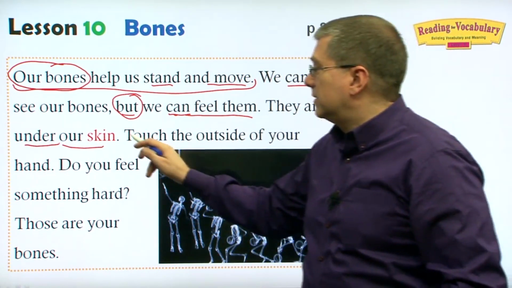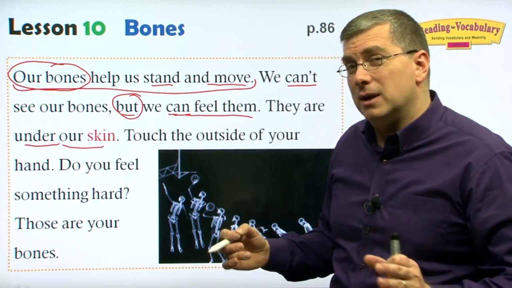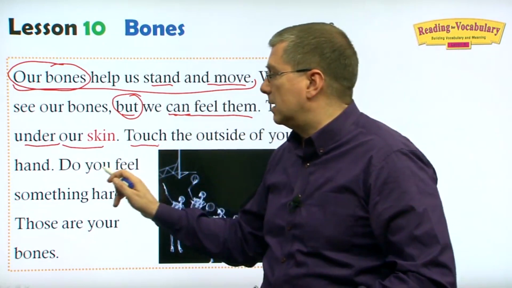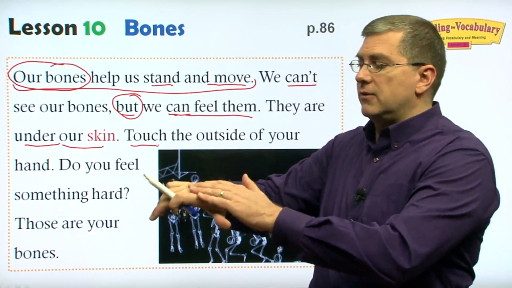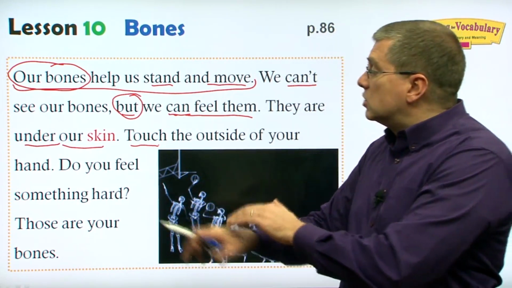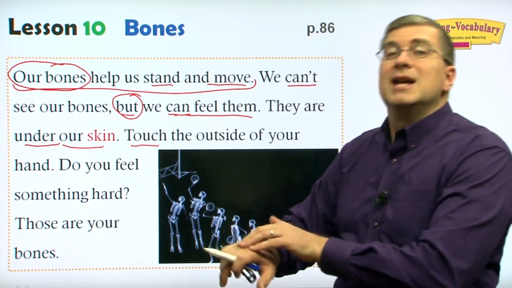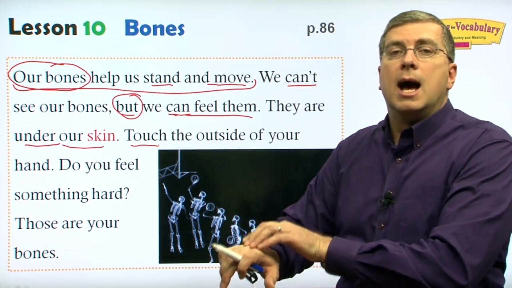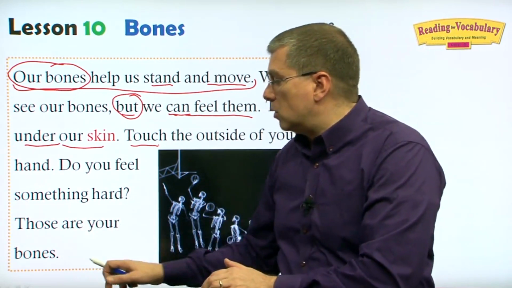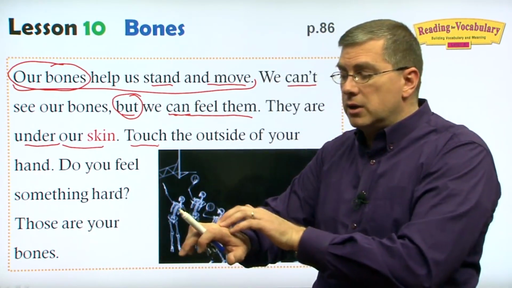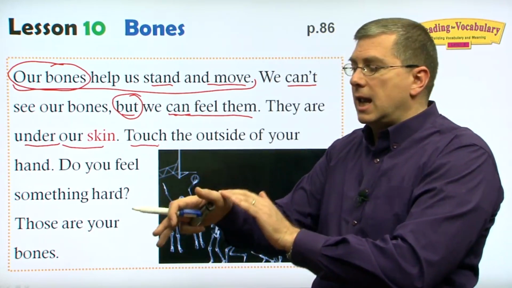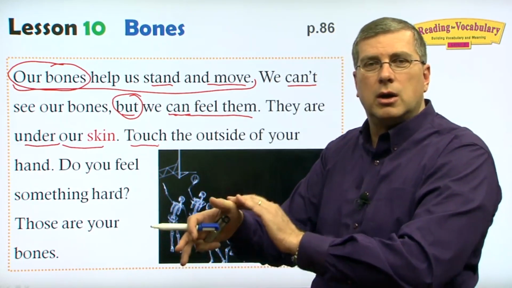So the next sentence is a little experiment, right? Touch the outside of your hand. So if you touch the outside of your hand like I'm doing right now, go ahead and do this the same, right? Go ahead and do it. Do you feel something hard? You bet. Sure. Yeah. I feel something hard. Those are your bones. So what you're feeling under your skin are your bones. You have many bones in your hand and you can feel them. They're very hard, aren't they?